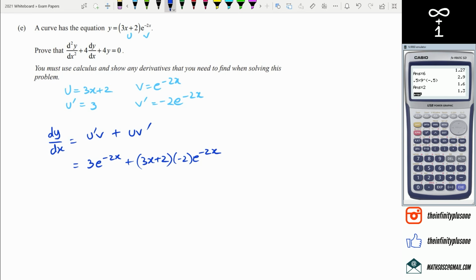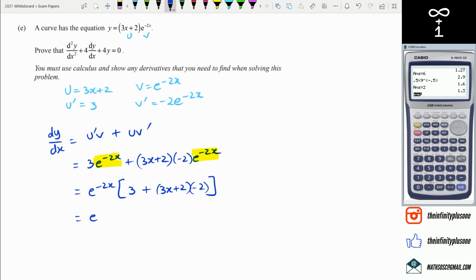And I'm going to be honest with you guys, looking at that, e to the power of negative 2x is a common factor, so take it out, and let's see what we can actually do inside that other bracket. So we're going to get 3 plus (3x plus 2) multiplied by negative 2.